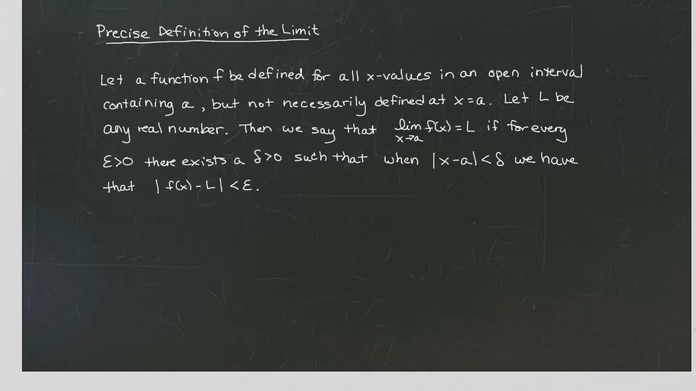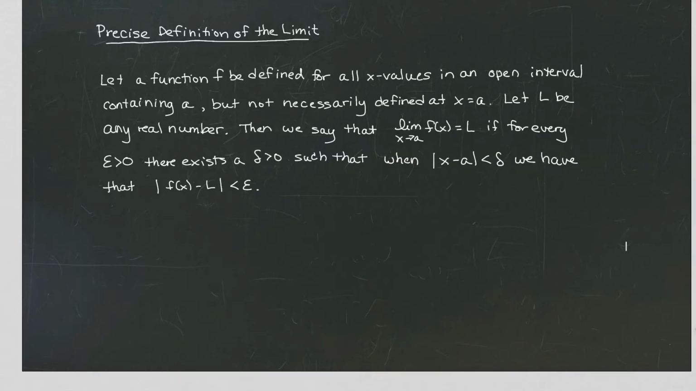Then we say that the limit as x goes to a of f of x equals L, and we write it as such, if for every epsilon greater than 0, there exists a delta greater than 0, such that when the distance between x and a is smaller than delta, we have that the distance between f of x and L is smaller than epsilon.